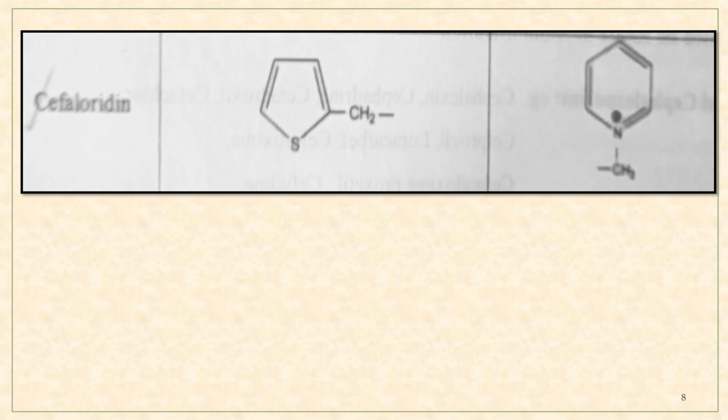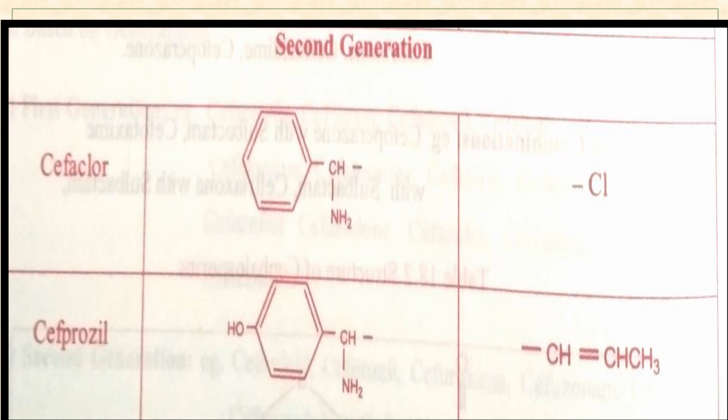In the case of cephaloridine, the R group is a substituted thiophene group with CH2, and R1 is a substituted pyridine. Then among second generation cephalosporins we have cefaclor and cefprozil. In cefaclor, chlorine is present at the R1 position, that is the third position, and the acyl amino side chain is attached to a benzyl amino group. In cefprozil, we have a para-hydroxy benzyl amino group, and the R1 group is CH=CH-CH3.